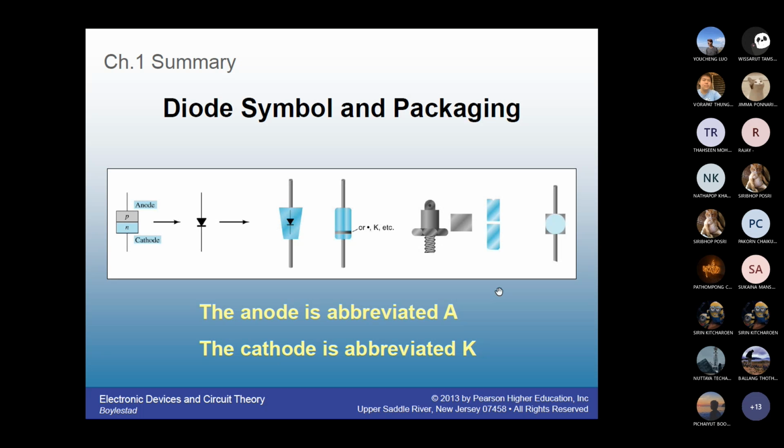K, because even though the spelling starts with a C, C-A-T-H-O-D-E, when you pronounce it, it sounds like the K sound. That's why it's abbreviated as K.